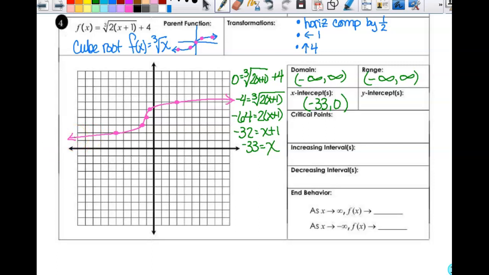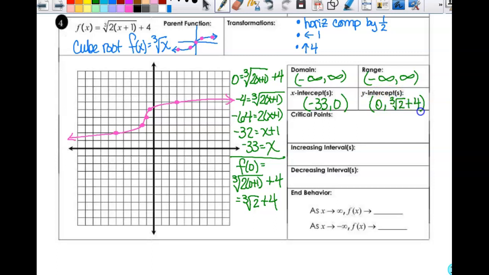Y-intercepts. Well, clearly I have one, but I don't get to guess off the graph, so I've got to figure that one out too. That's when we find f of 0. So f of 0 is the cube root of 2 times 0 plus 1, plus 4. So 0 plus 1 is 1, times 2 is 2. So that leaves me with the cube root of 2 plus 4. Does that become the cube root of 6? No. Is there anything else you can do with it? No. So don't try just for the sake of trying because you will be making up math. Your answer is (0, cube root of 2 plus 4).